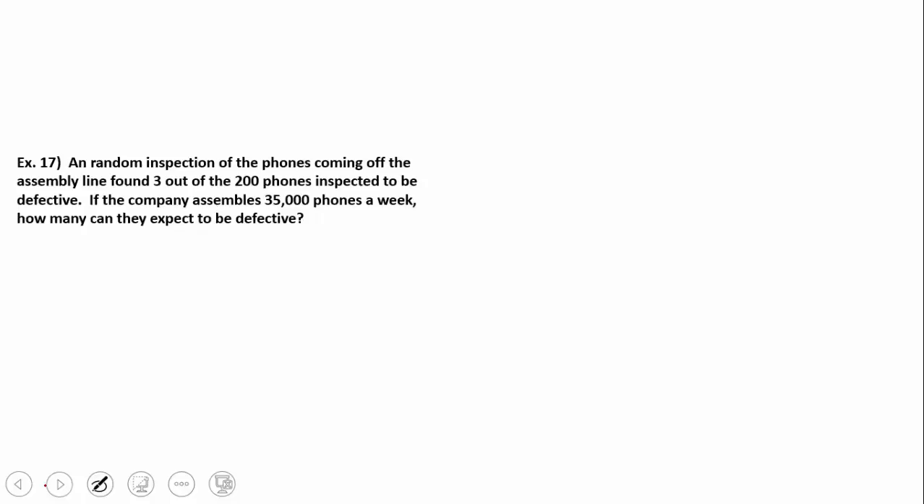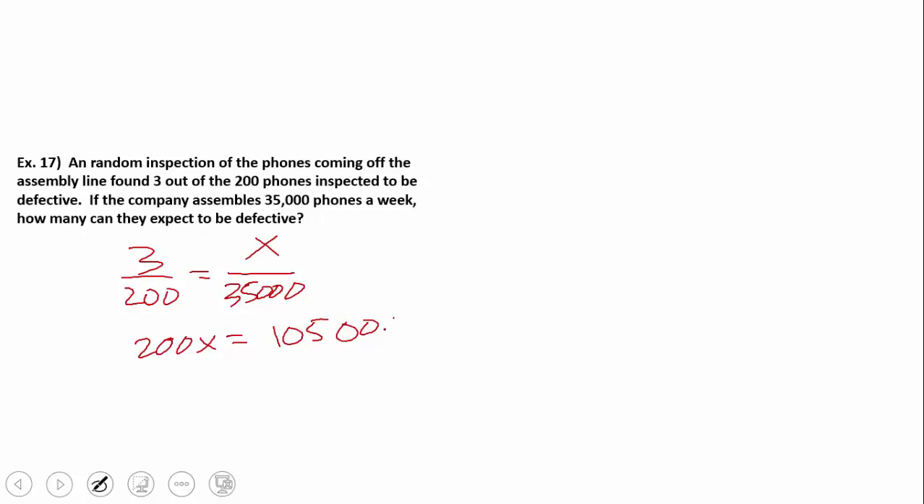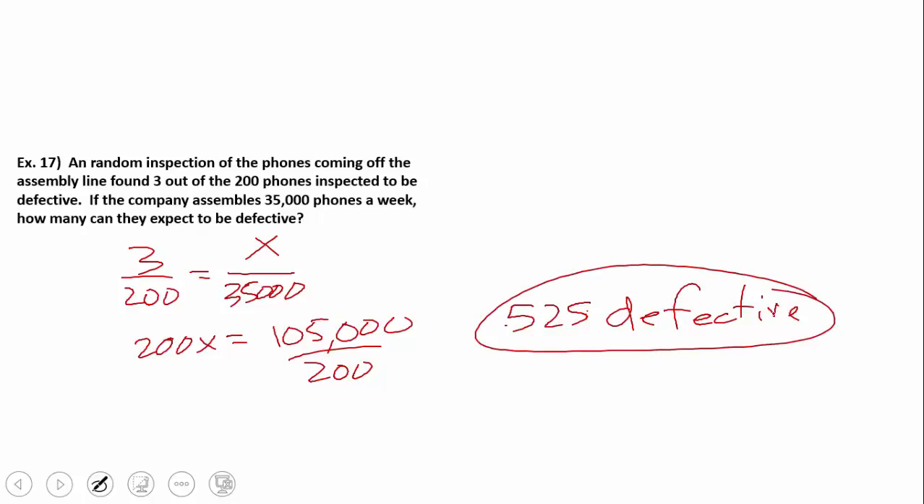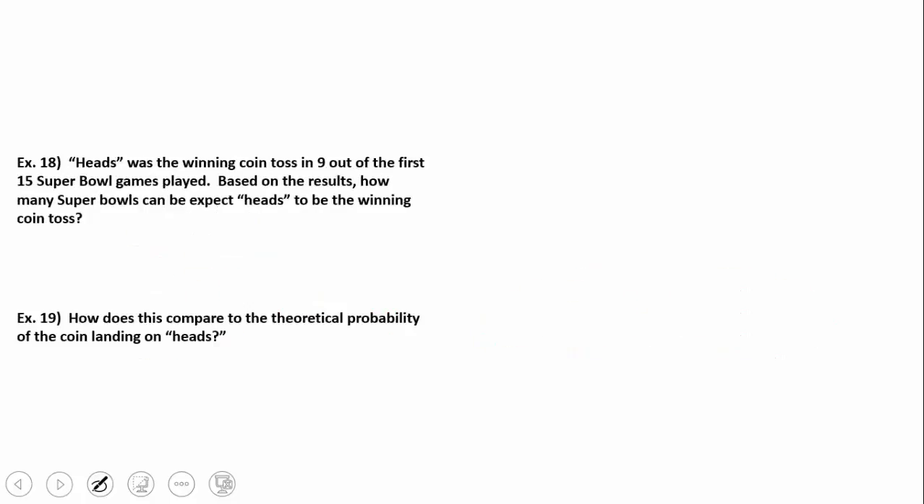All right? So this kind of probability is very important in business. And so that's 3 out of the 200. Well, that would be how many out of 35,000? That's 200x. And that equals 105,000. And when I divide by 200, I would find that the company could expect 525 defective phones. So that's very important for them to know this math. It's very helpful for them to make those predictions in their cost analysis.